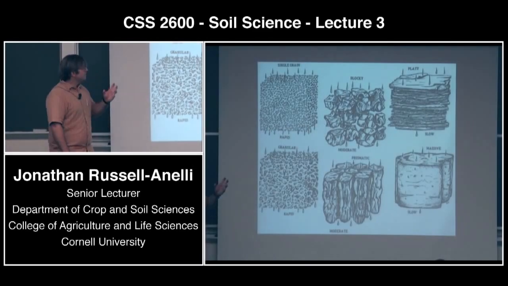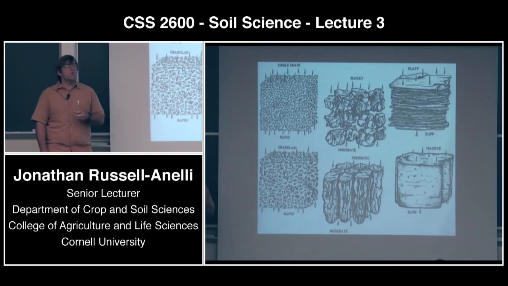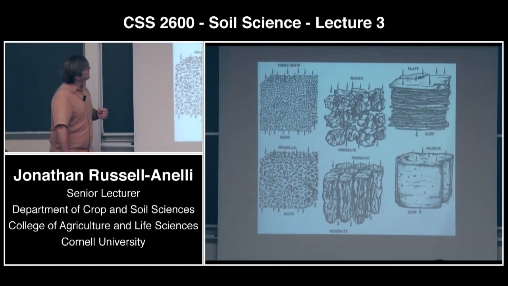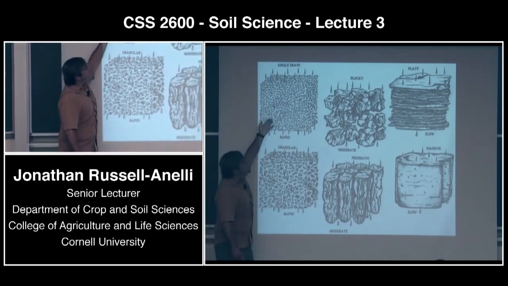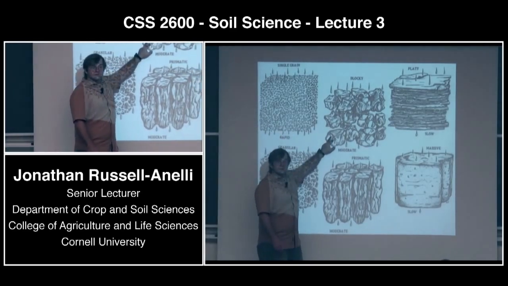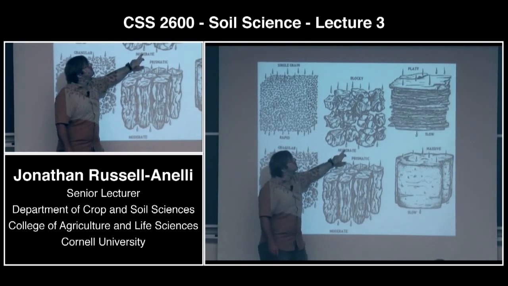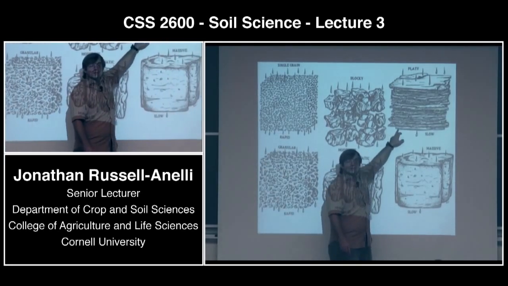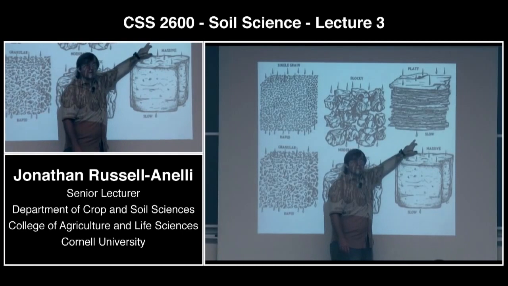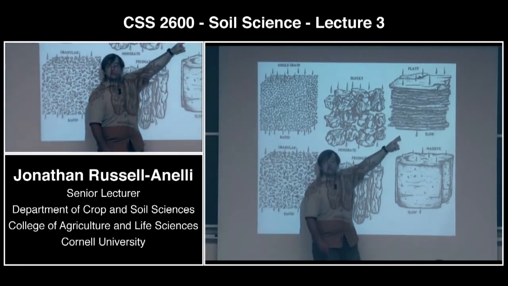Okay, now, here are those textures again. But in this scenario, we're basically looking at how water flows through the system. Okay, single grain, rapid movement. Okay, blocky, these larger granulars, very moderate movement. Platy, water hits the top, it moves through very slow. Does that make sense? This would be very fast, this would be very slow.